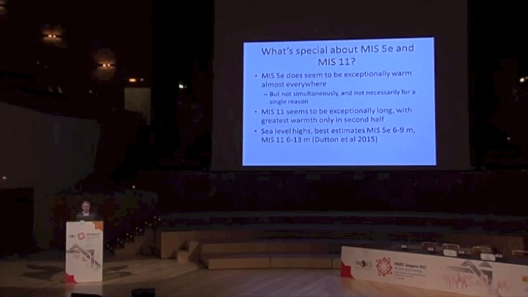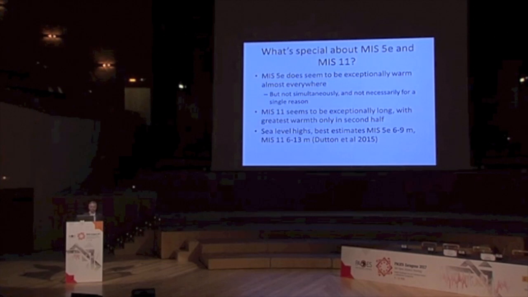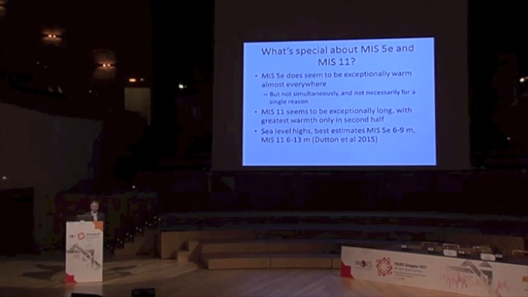And one characteristic that I think is really important is that we know from the people doing work on corals in particular, that both of these were times when sea level was higher than today, and it's quoted as 6 to 9 meters for 5e and 6 to 13 meters for stage 11. And that's a lot of sea level. We think, even if it's going to take thousands of years, that's something that people probably should know about.